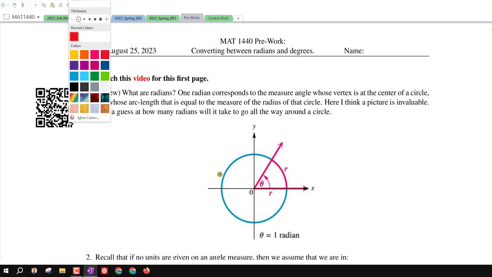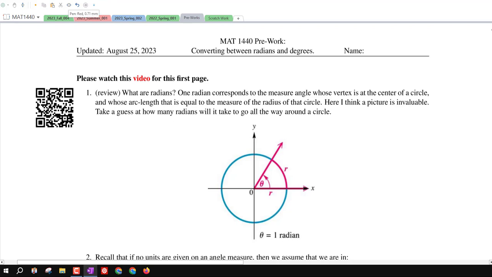So here I have the picture that's worth 1,000 words for describing this. We can see here that we have a circle with a radius r. There's the radius. That's the distance between the center of the circle and any point along the circle. Okay. Well, now we have an angle here.